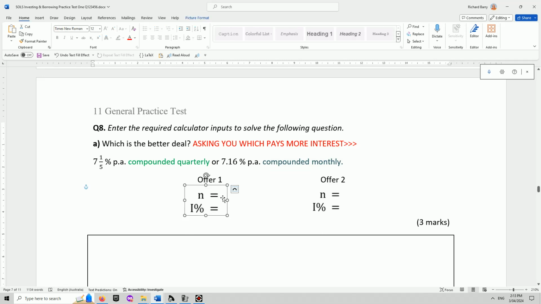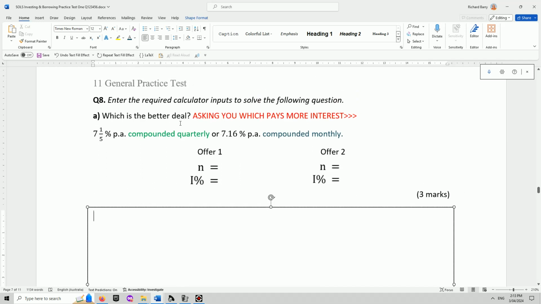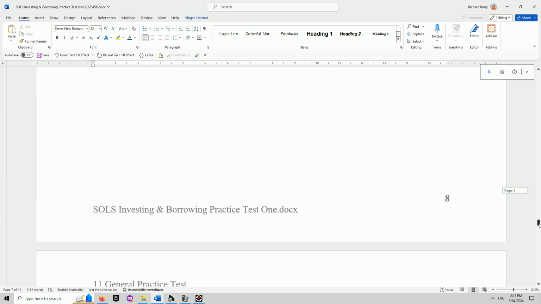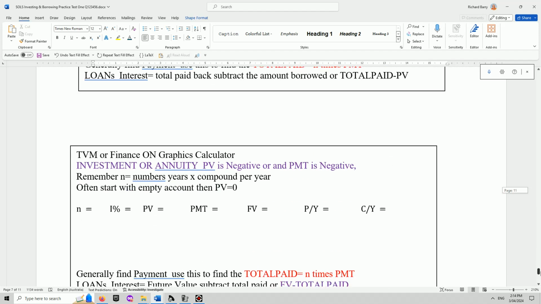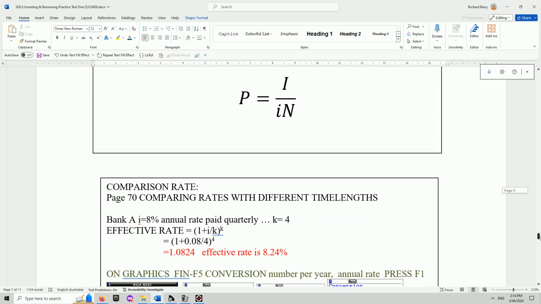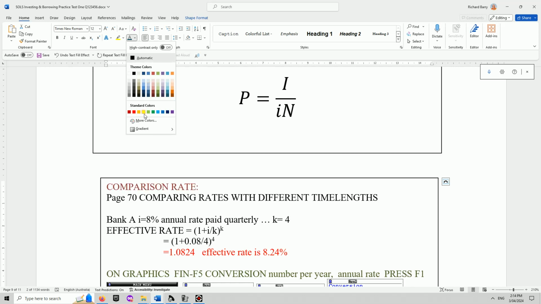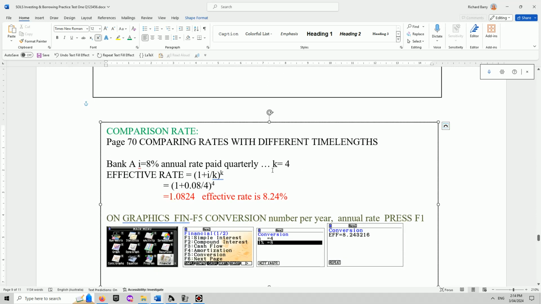Okay, so we could do this using a formula or the graphics calculator. I'm going to do the graphics calculator answer. So what I'd recommend is you have this effective interest rate. Let's have a look at my formula sheet. I've got this down here. I think it's on page 70. Comparison rates, rates of different time zones. So this would be the formula.